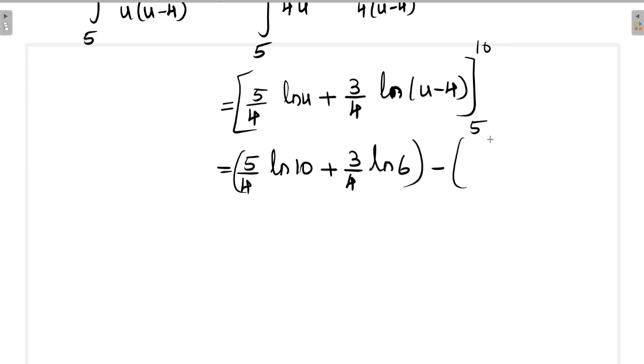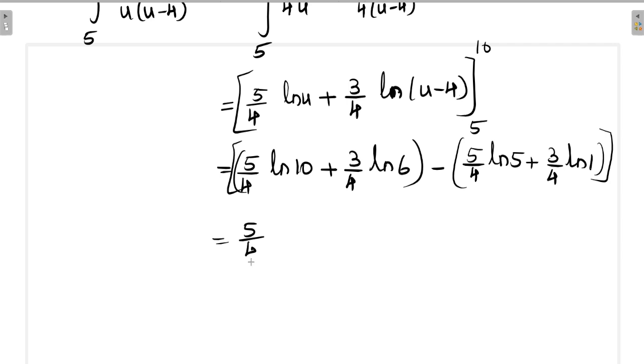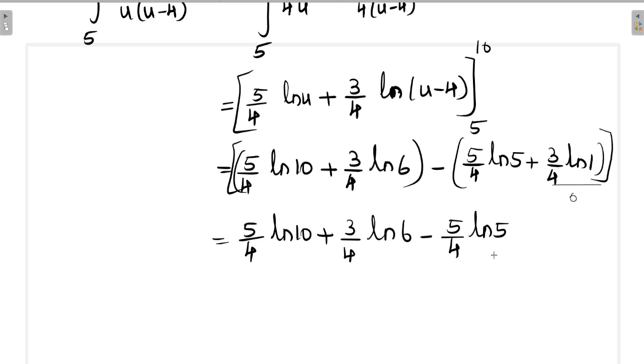Minus the lower limit is 5. So 5 by 4 ln 5 plus 3 by 4 ln 5 minus 4 is 1. So ln 1 value is 0. Now we can simplify 5 by 4 ln 10 plus 3 by 4 ln 6 minus 5 by 4 ln 5 plus 0. This term becomes 0.